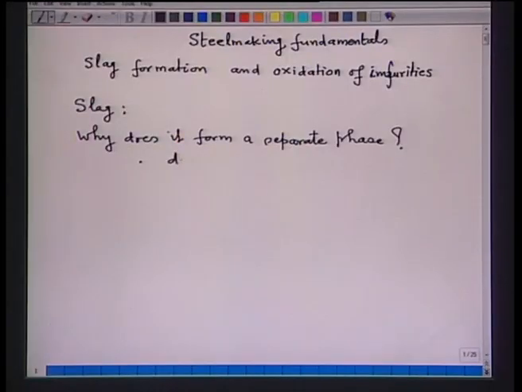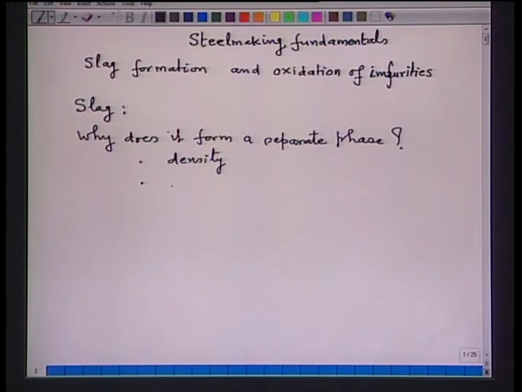Number one reason is density. The density of slag is smaller than the density of liquid steel, and the second reason is that the oxides are immiscible in molten steel. So, the second reason is immiscibility. Density and immiscibility make the slag appear as a separate phase in the presence of liquid steel.